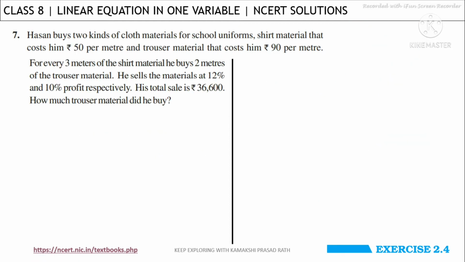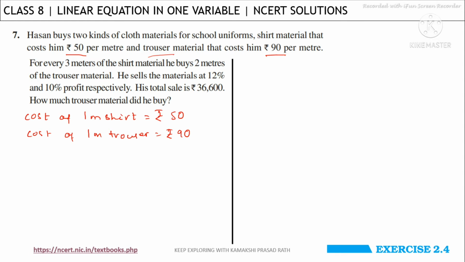Next, the question says Hassan buys two kinds of cloth materials for school uniforms. Shirt material costs him rupees 50 per meter and trouser material costs him 90 per meter. So we can say the cost of 1 meter of shirt is rupees 50, and the cost of 1 meter of trouser material is rupees 90.